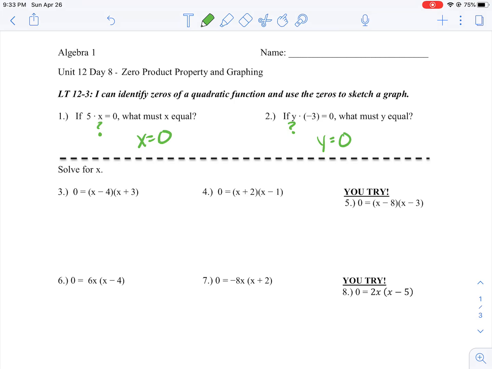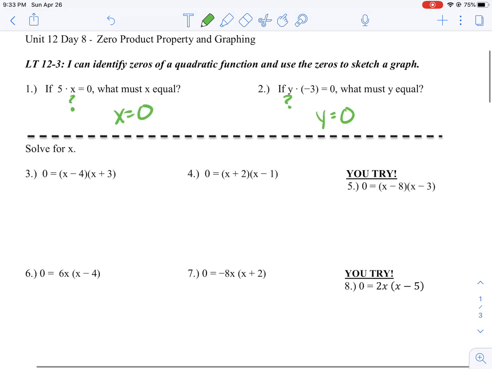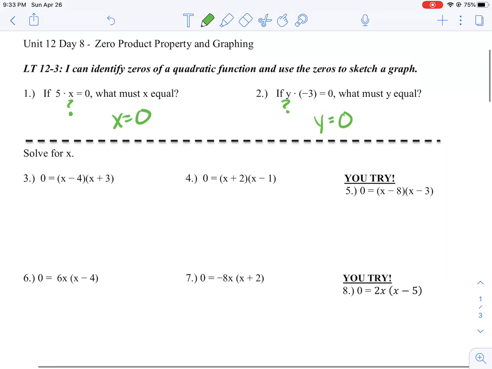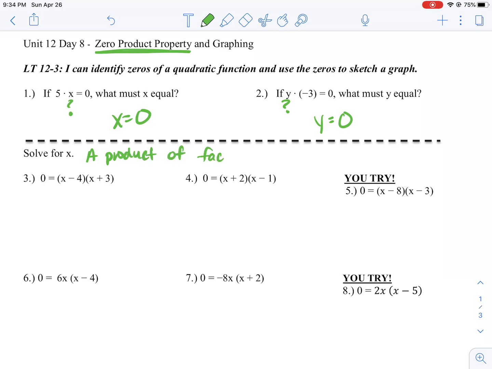Okay. And from this, we're actually going to do a couple questions, and this is actually being able to apply the zero product property. And the zero product property is simply stating that a product of factors is 0, if one of the factors is 0, one or more of the factors.